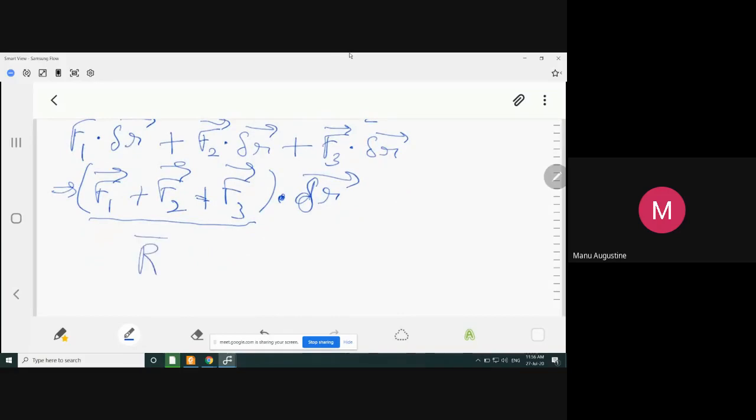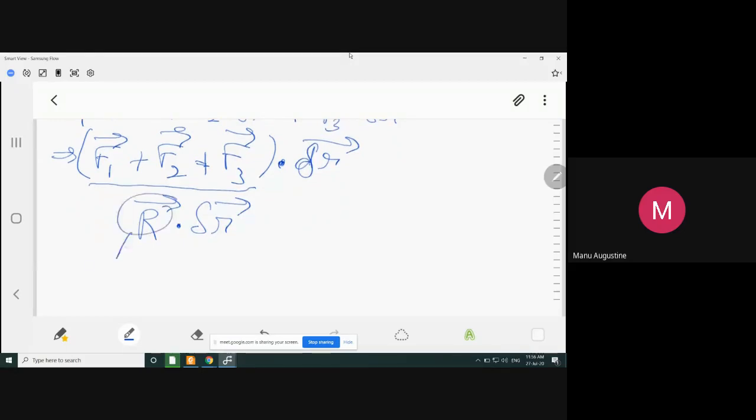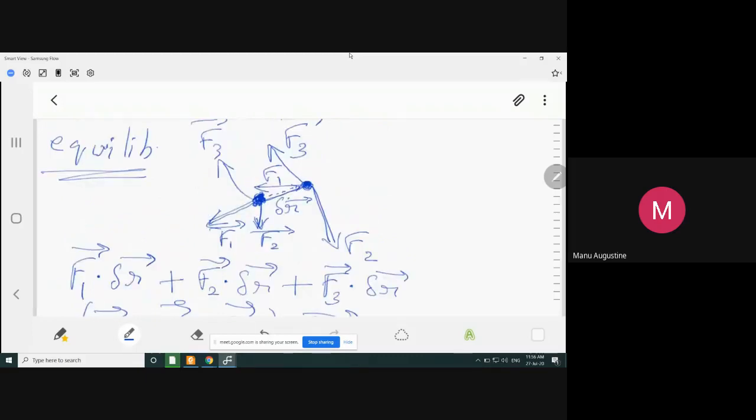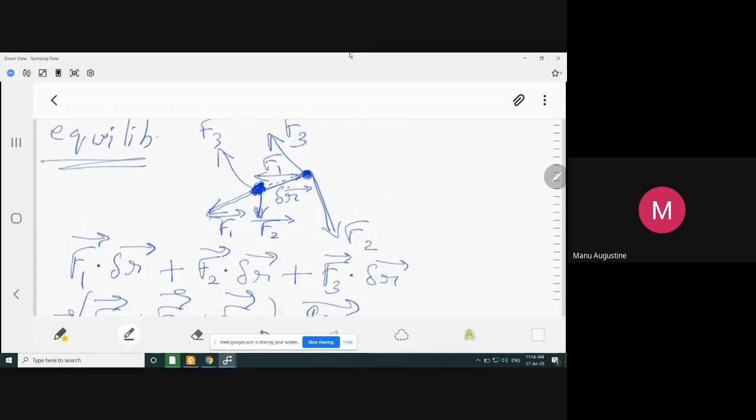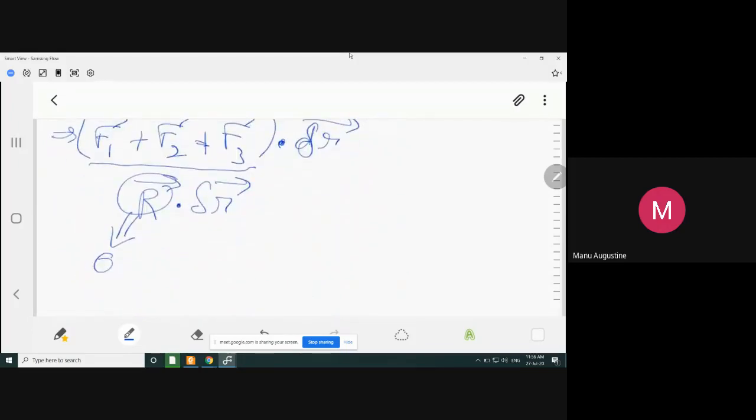This is the resultant R, and as we know, the resultant R is already equal to 0. Why? Because the body was declared initially to be in equilibrium. So if the body is in equilibrium, the resultant will always be equal to 0. So that means the total amount of work done, which now is given by R dot delta R, must be equal to 0.